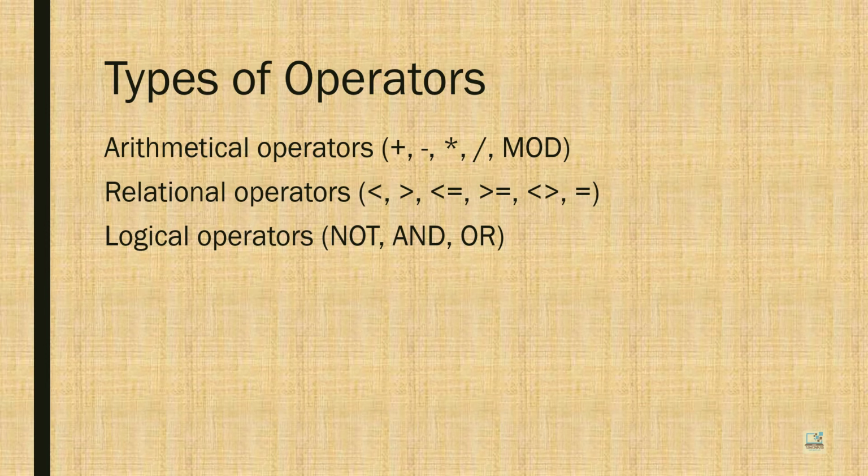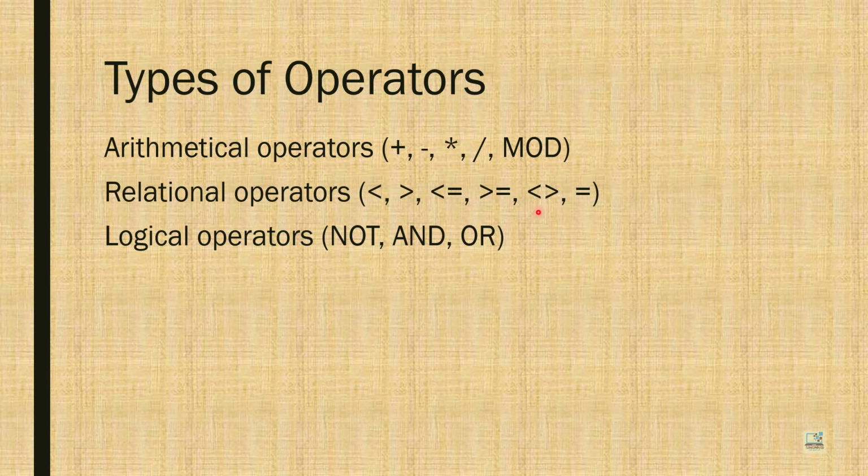Next is, how many types of operators do we have? In QBasic we have three types of operators. First is the arithmetical operators: plus, minus, multiplication, division and mod. Okay, mod operator is used to find the remainder. Relational operators we have less than, greater than, less than equal to, greater than equal to.